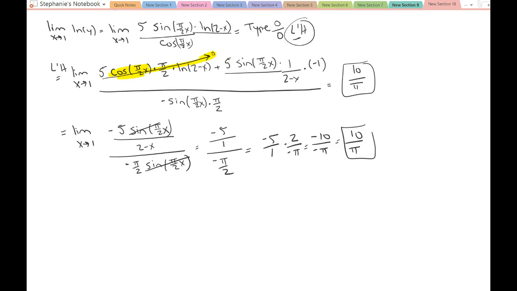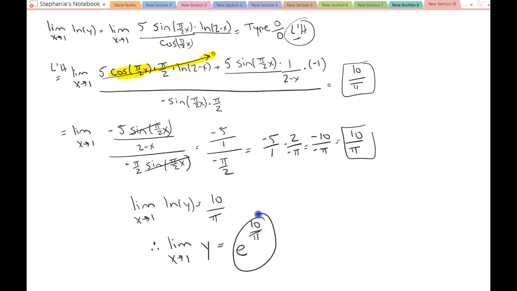The last step now is we know the limit as x goes to 1 of ln of y is 10 over pi. So to find the limit as x goes to 1 of y would be e to the 10 over pi. So that's our answer there on Wiley. When we go to enter that, it's going to be e to the 10 over pi.